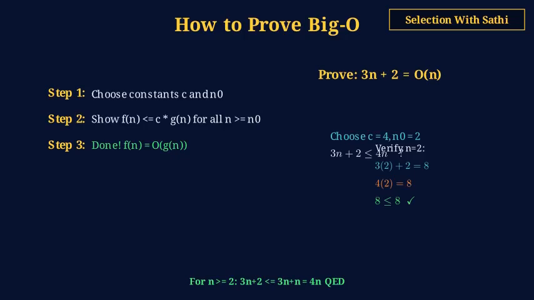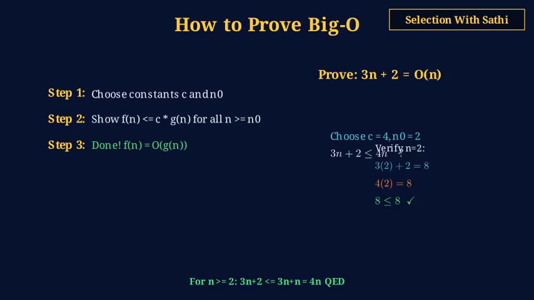Let me demonstrate. Take f of n equals 3n plus 2. We claim this is big O of n, pick c equals 4 and n0 equals 2. Check, 3 times 2 plus 2 equals 8, and 4 times 2 is also 8. So it holds at n equals 2. For any n bigger than 2, 3n plus 2 is clearly less than 4n.